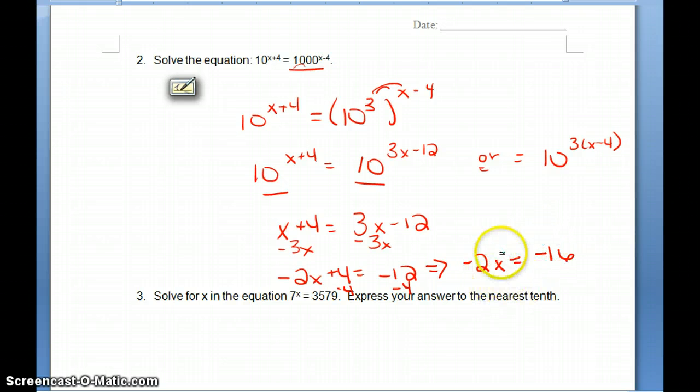Then, continuing to isolate that variable, we're going to divide by negative 2. And what we have here is that x is equal to positive 8.